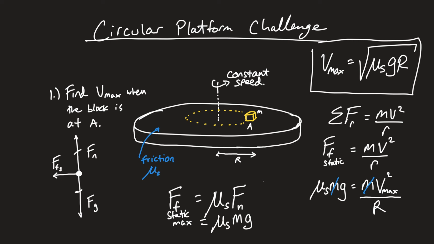Would the maximum speed be larger? Would we be able to go faster before slipping? Or would the maximum speed be less? Or maybe the maximum speed wouldn't change at all. Okay, pause the video and apply what you've learned here.